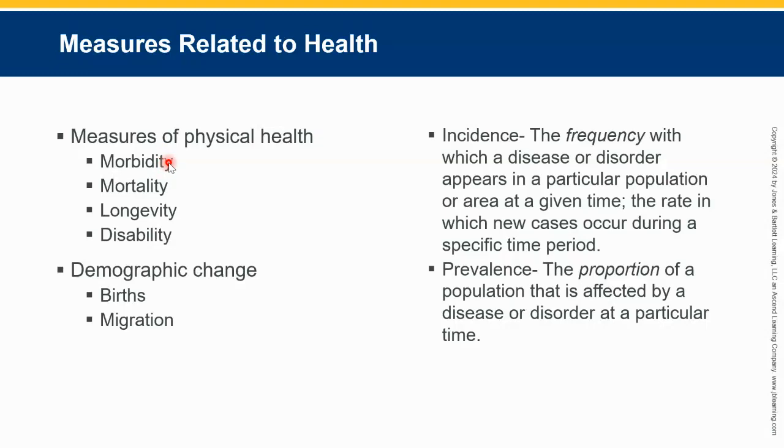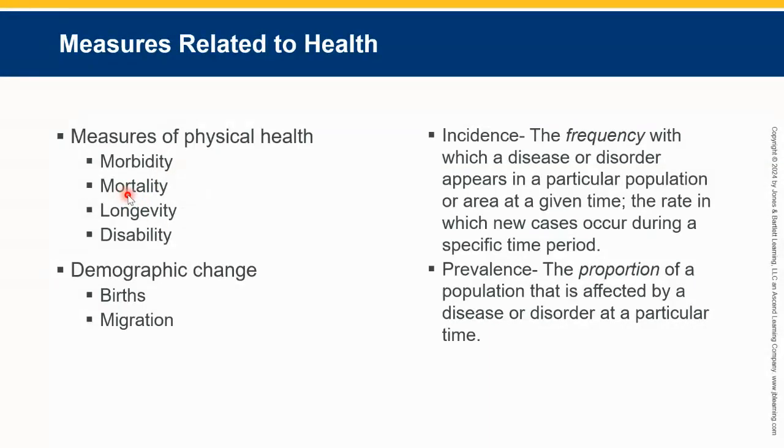So morbidity is basically how many people have this disease? What is the percentage per 100,000 people who have coronary artery disease, or a mental health issue like depression, or hypertension? So the state of being unhealthy, or how many people per 100,000 have it. Mortality is the death rate.